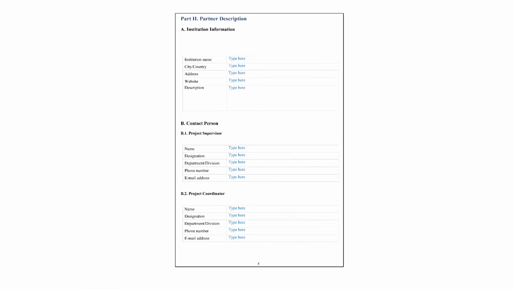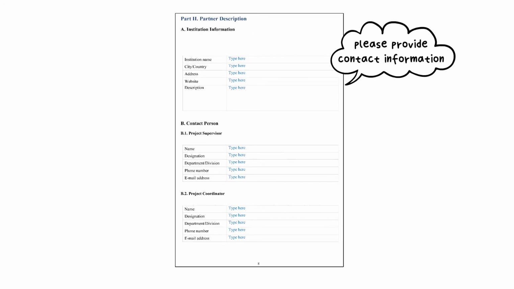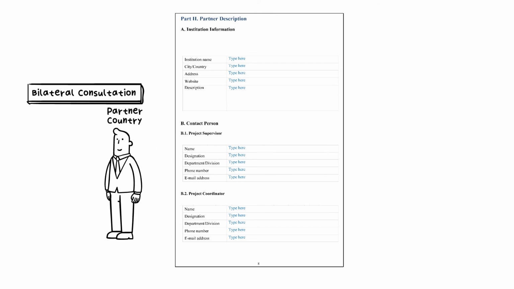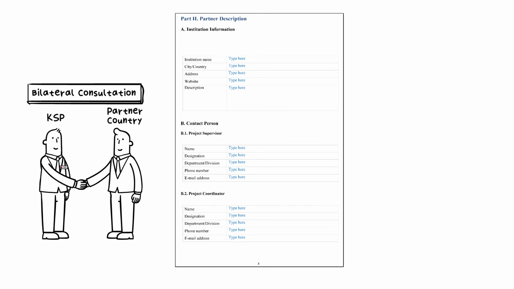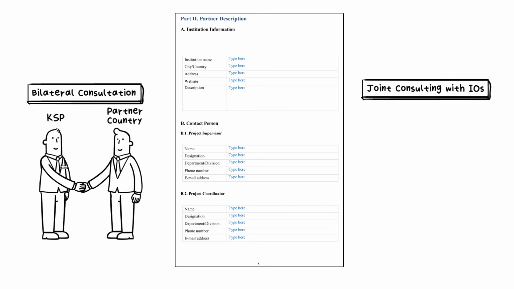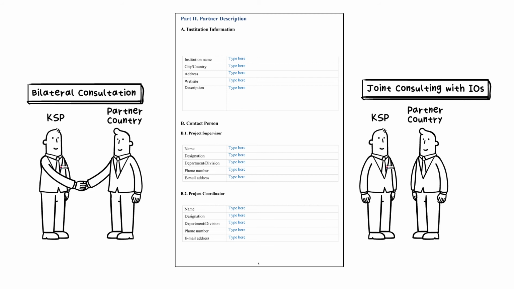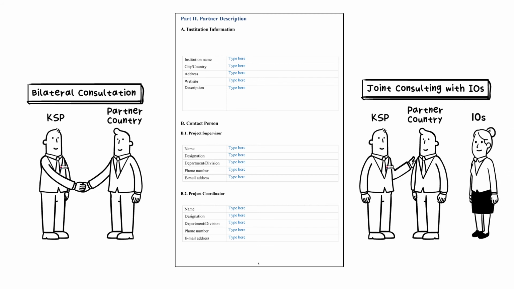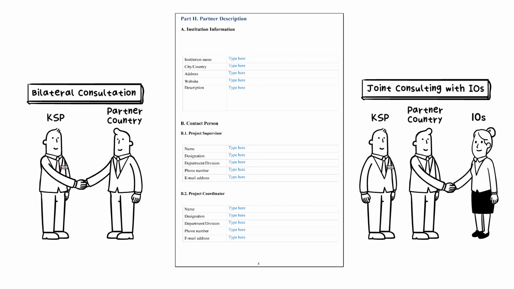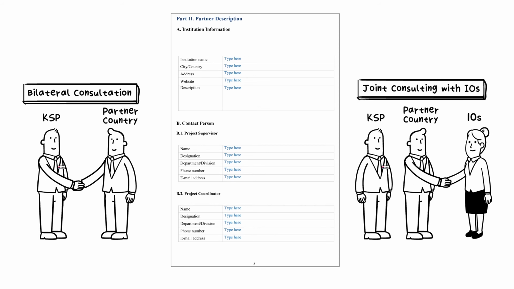In Part 2, please provide contact information of the KSP participants from the partner country. In conducting feasibility study and proceeding with the project after its selection, the participants must cooperate closely with the Korean team as project managers and officers. When it comes to joint consulting project, information of the participants from both the international organization and the partner countries is necessary. This is because the proposal must be submitted after consultation between the international organization and the partner country.